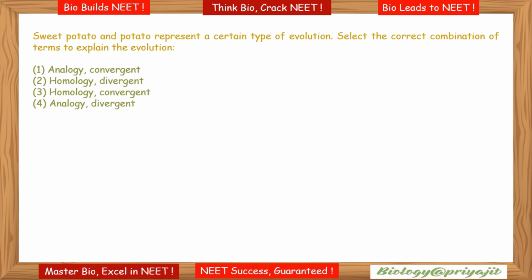This means they are analogous organs, similar function but different origin, which arise due to convergent evolution, that is, unrelated organisms independently evolved similar traits as a result of having to adapt to similar environments or ecological niches. So this is analogy, analogous evolution, and is a result of convergent evolution. So option 1 will be the correct answer.